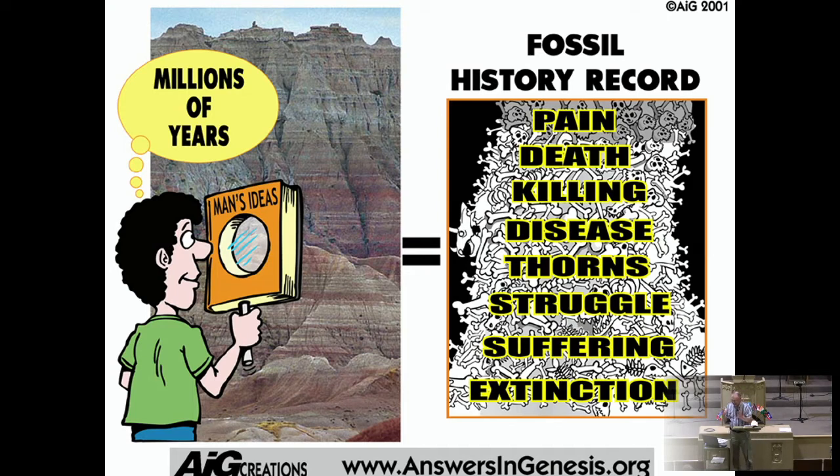But their idea is what we see here is millions, even billions of years of formation of the earth and so forth. And death and disease and killing and thorns and struggle and suffering and extinction within this. That's where the whole theory of evolution came from. It came from rocks and fossils and layers of sediment. That's how it originated. And it's still based on that today.